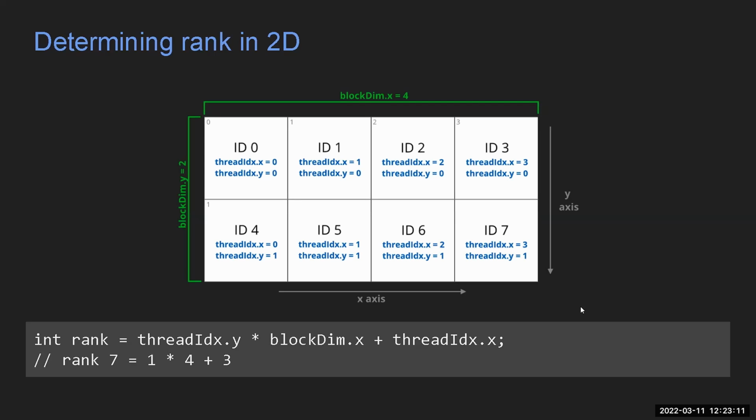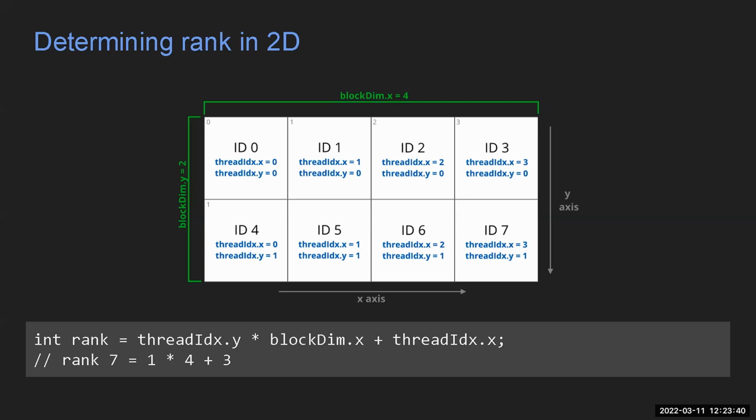So we'll look at ID 7 again. We don't know it's ID 7 yet. We have to figure that out based on the other information available to us, which is thread index and block dimensions. There's also block index, of course, but that's always going to be 0 because there's only 1 block, so that doesn't actually help us. But here we've got the values that do help us, the block dimension and the thread index.